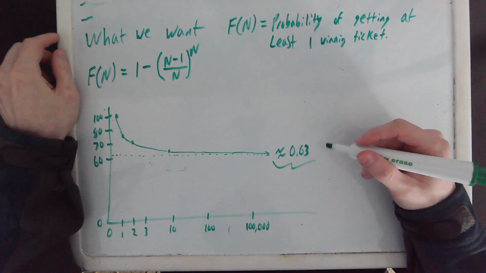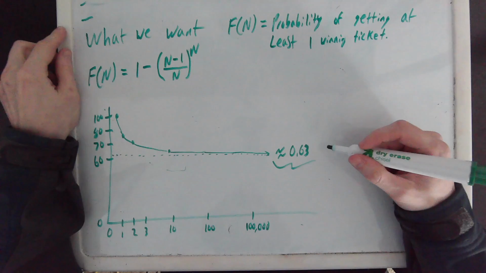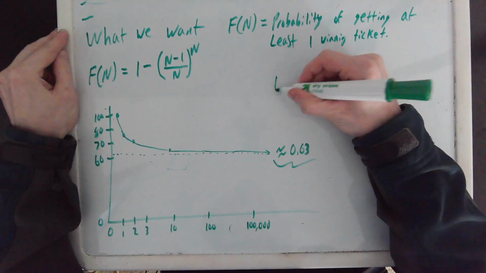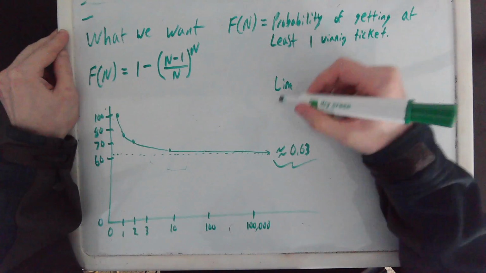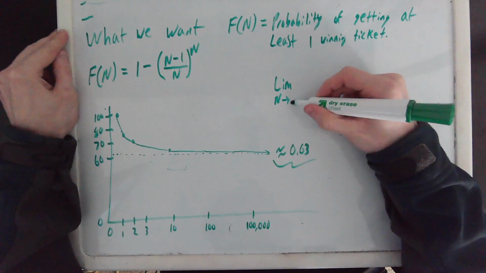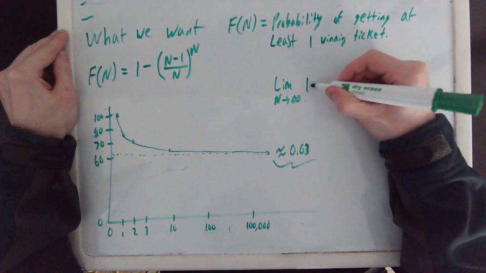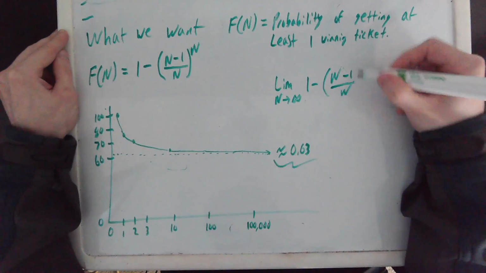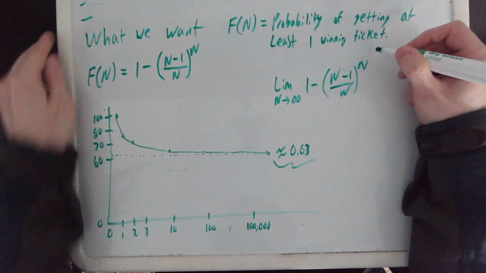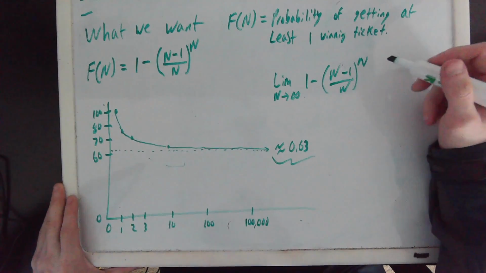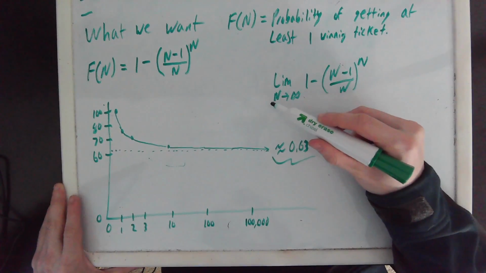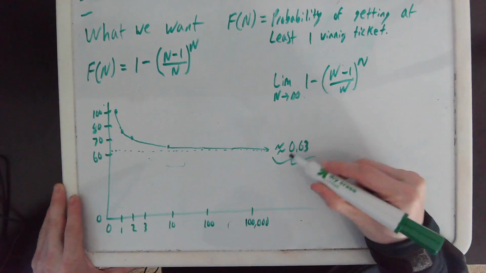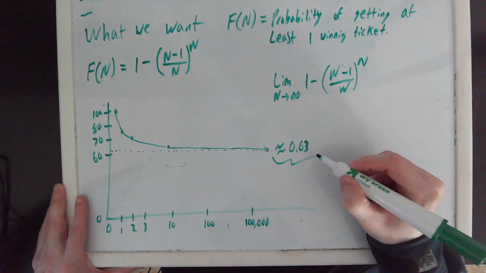The way we need to calculate it is to find the value of the limit of f of n as n approaches infinity. So that is the limit as n approaches infinity of 1 minus (n minus 1 over n) to the power of n. So now, for the last part of this video, we're going to actually try and evaluate this limit and get a closed form solution for what this number, this 0.63, actually is.